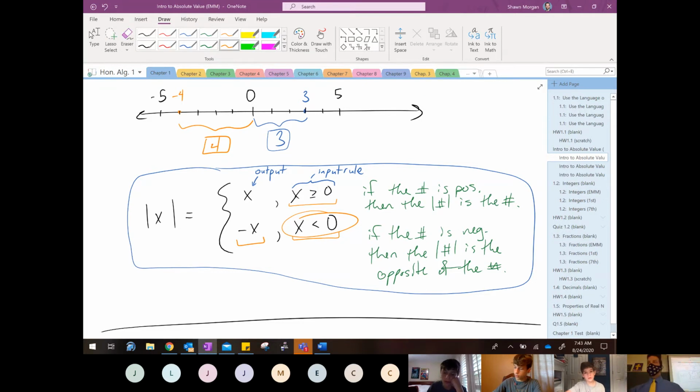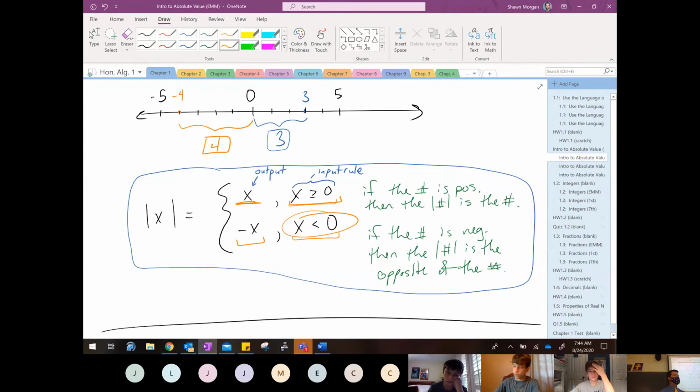Okay. Now I'll ask Jack McBee, pick a number that's positive. 39. Okay. So that applies to that first piece, doesn't it? 39 is obviously greater than or equal to 0. So what does the rule say here? The rule says just take whatever he gave us. Don't do anything to it. If x is the input, then x is the output. And so the absolute value of 39 is 39.